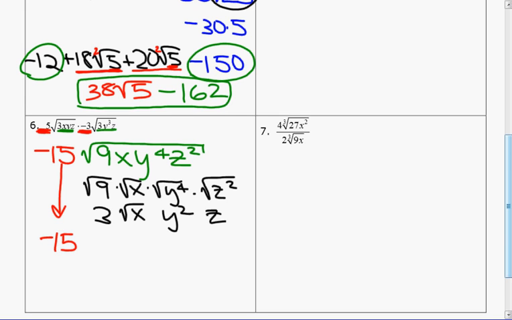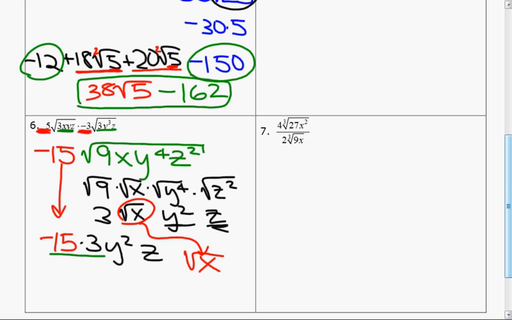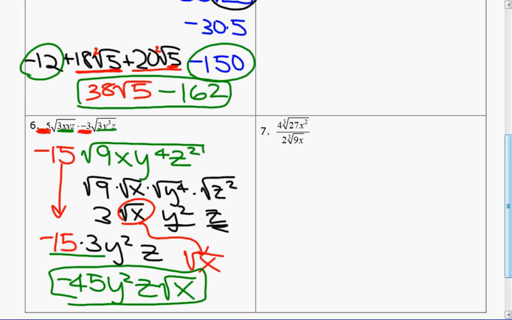Then, conventionally, you would put what's in the square root on the end, so we'll move that over here. So that'll be square root of x over here. And then you can clump everything else together. So you have this times 3, this y squared, and this z. So our final answer ends up being negative 15 times 3 is negative 45, this y squared times z, and then the square root of x. And that's our final answer.